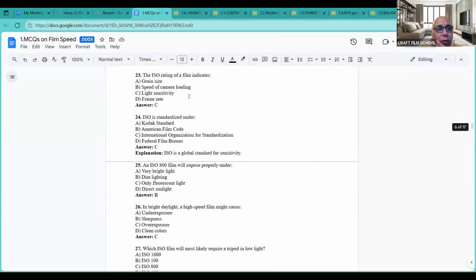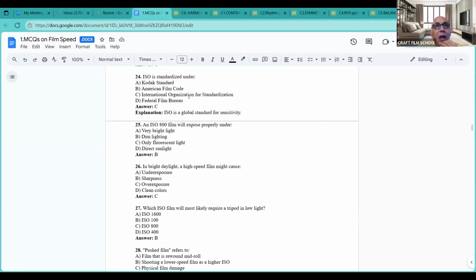Number 23. ISO rating of a film indicates what? Grain size, no. Speed of camera loading, no. Light sensitivity, yes. Frame rate, no. But it's a very good question to confuse you. If you do not understand ISO, then you get confused. So here the basic idea is to understand your technicality. Do you know what ISO is all about? And he has given you a couple of options. ISO is standardized under an organization name, everybody knows this: International Organization for Standardization.